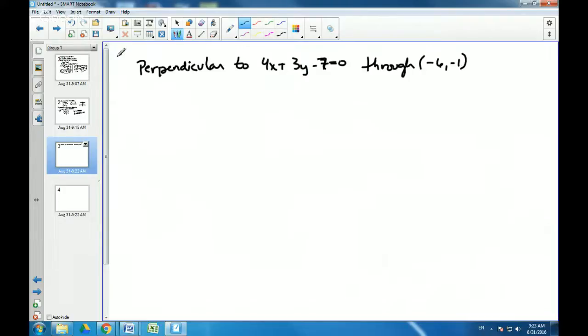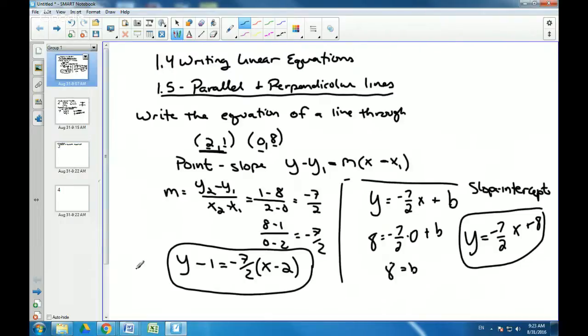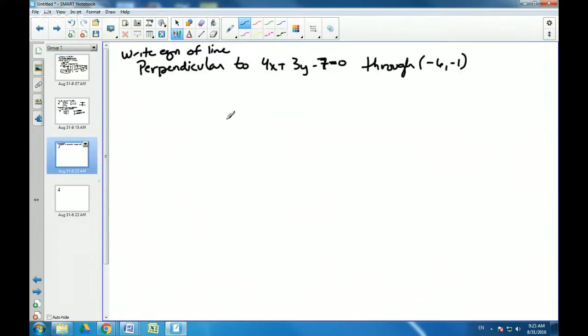And it would say something like, write the equation of a line perpendicular to that, prove that. We're being very specific right now. We have a point, go back, always think, write equation, what do I need? Point and slope or slope and intercept. I have a point, so I just need the slope.